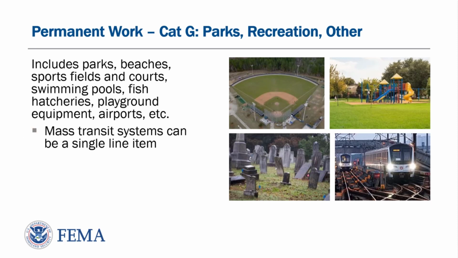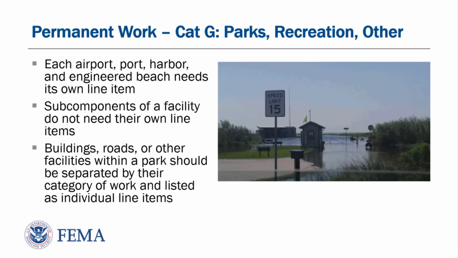Ways to split up a mass transit system into multiple line items would be if an applicant identifies routes by color. The red and blue bus lines could each be listed as separate line items or combined into one line item depending on how the maintenance records are kept. Continuing with Category G, each airport, port, harbor, or engineered beach needs its own line item.